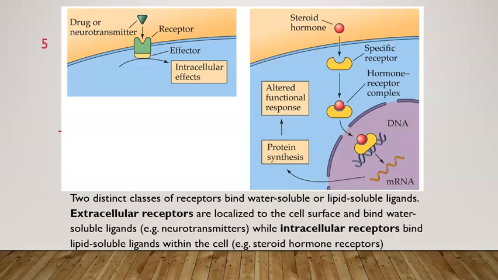These extracellular receptors are on the cell surface, and this is really for those water-soluble, more lipophobic ligands. Lipophilic ligands can cross that membrane easily, so their receptor can be within the cell. So the solubility of your ligands determines where your receptor is going to be.